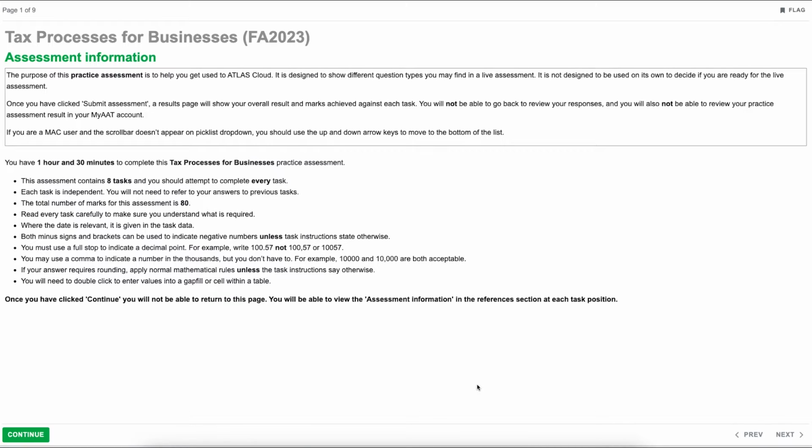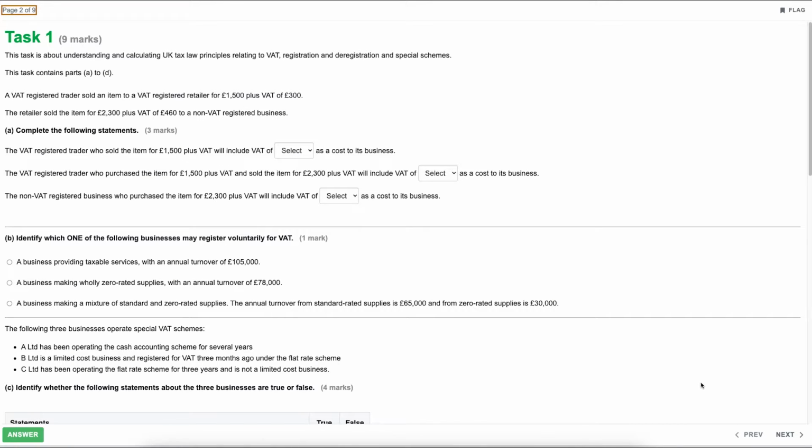Okay, so let's make a start then on task 1. So task 1 is worth 9 marks and is about understanding and calculating UK tax law principles relating to VAT, registration and deregistration and special schemes. Okay, so it can involve quite a few topics, this particular task. So this task contains parts A through to D.